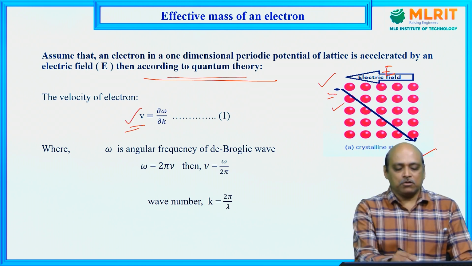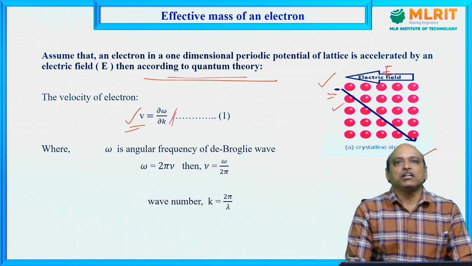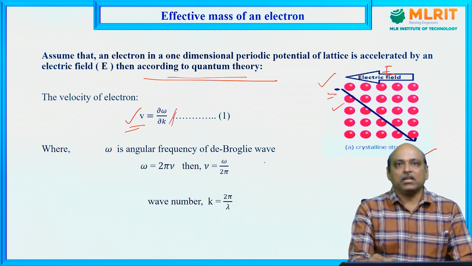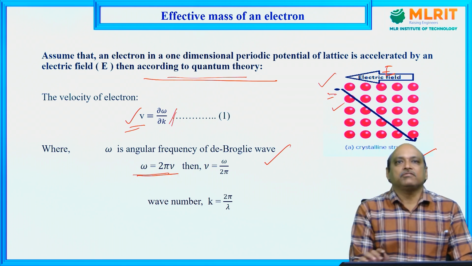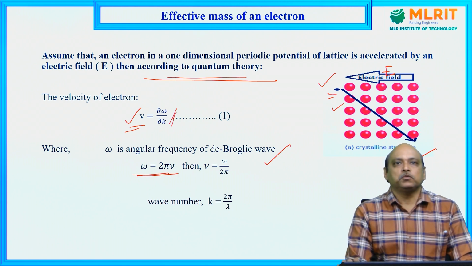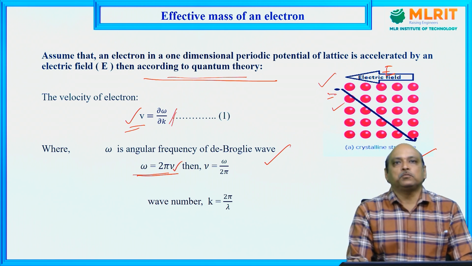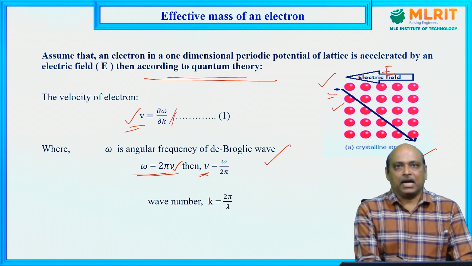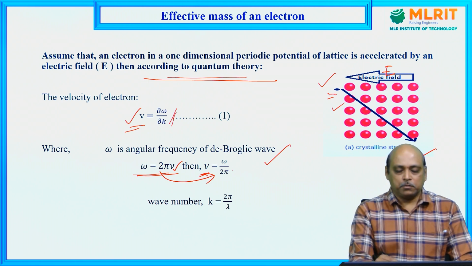to d omega by dk, where omega is the angular frequency of the de Broglie wave. Omega can be written as angular frequency, omega equal to 2 pi nu, where nu is frequency. From this expression, nu can be written as omega by 2 pi.